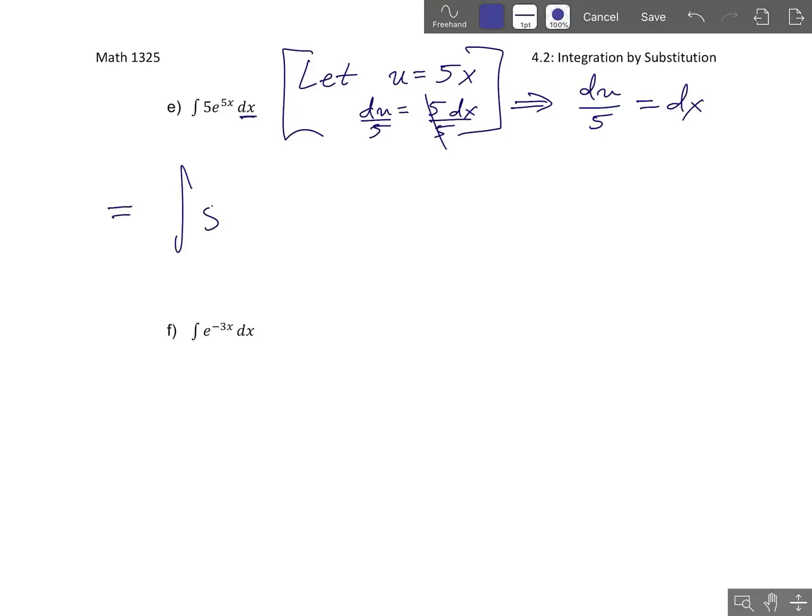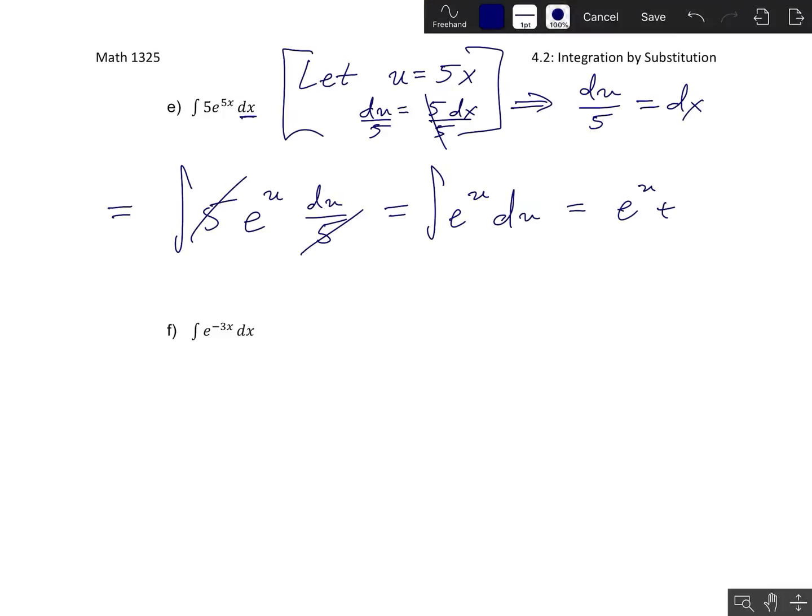So let's do that. Again, I'm trying to get rid of any expression that involves x. So I have a 5e to the 5x. 5x I should replace with a u. But I can also now replace this dx with a du over 5. So this would be a du over 5. And now here I'm multiplying by a 5 and dividing by a 5, so these will cancel. And this would just become the integral of e to the u du, which is e to the u plus c, based on our integral rules.